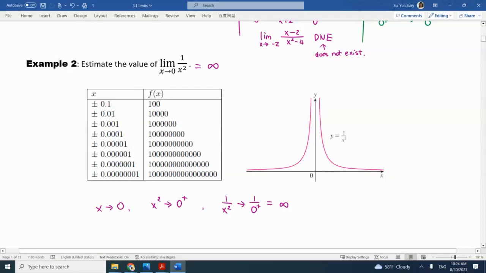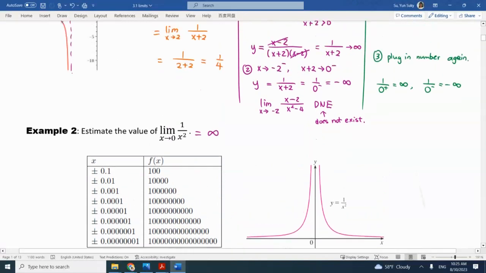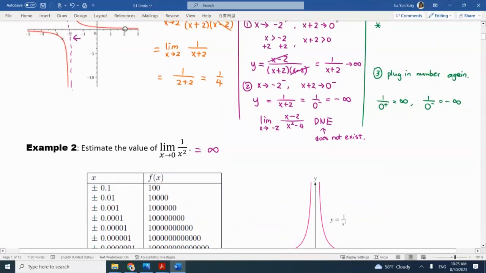Even though infinity is still counted as does not exist, you can still use infinity to describe it. Unlike the previous example. Remember the previous example? One side you go to infinity, the other side you go to minus infinity. You know, infinity and minus infinity, they are very different. It's like heaven and hell. Very, very different. Therefore, the limit does not exist. But in this case, both of them go to infinity. So you can say it equals infinity. It tells us more information than does not exist.